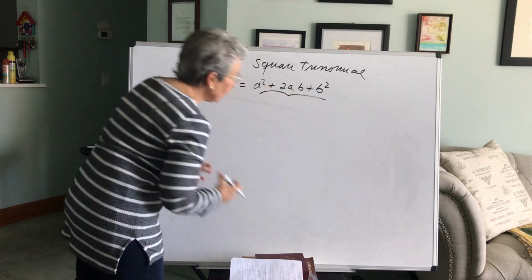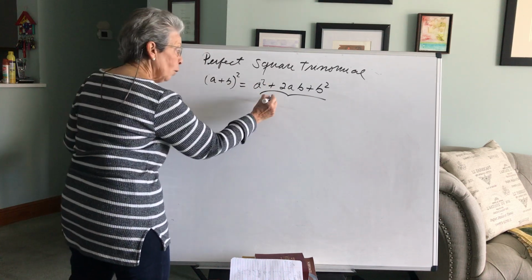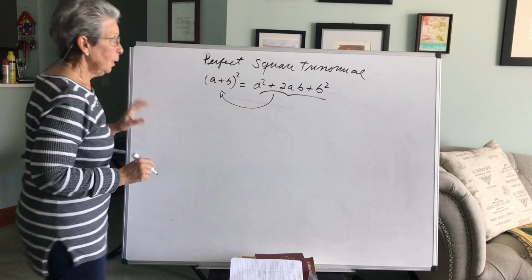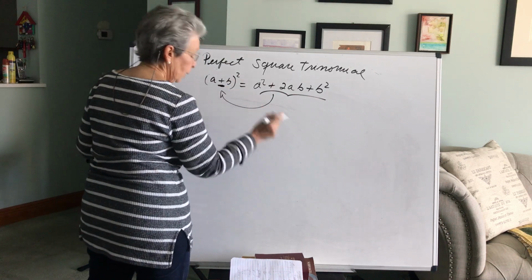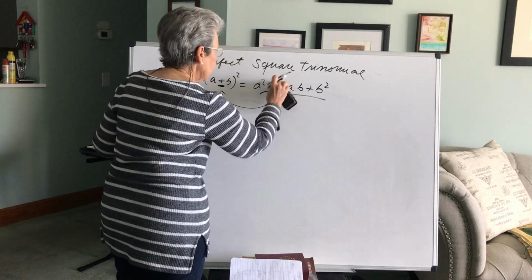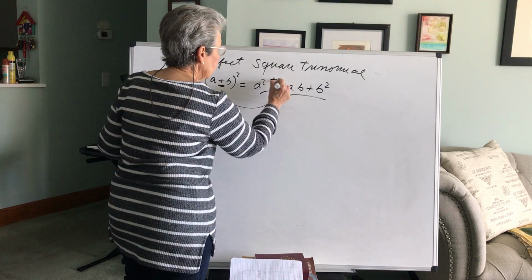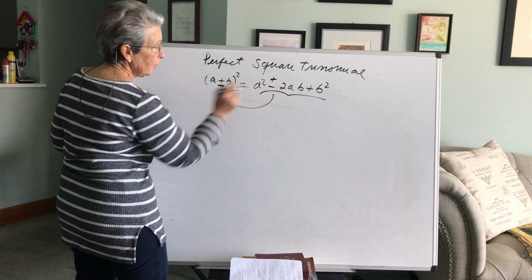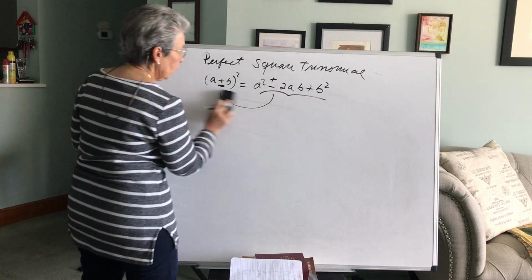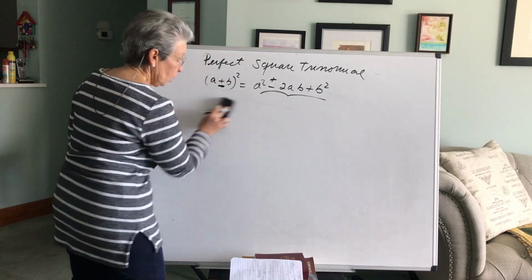You will be given an example like that, and you have to factorize in this way. And remember that if you have a negative sign here, the sign here will be negative. If you have positive, the second term will be positive. If you have a negative, the second term will be negative. Okay, let's factorize perfect square trinomial.